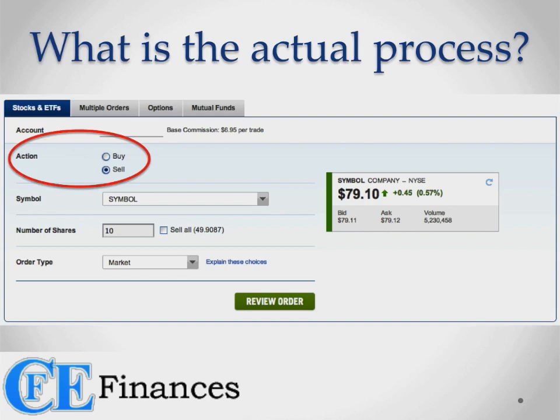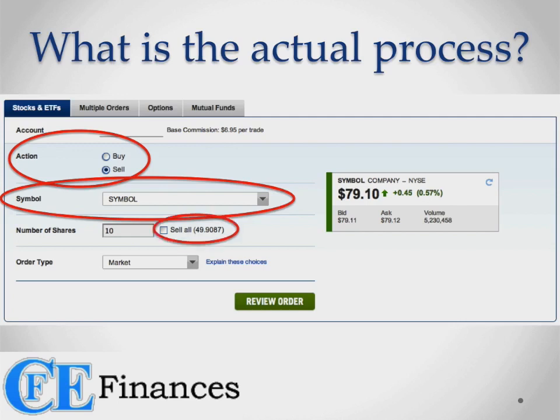First, set the action to sell. From there, choose the stock that you are selling from the symbol drop-down. Once you choose that, you will have the number of shares box come up so you can enter how many shares you are willing to sell. You also have the option of clicking the Sell All checkbox. Just as with buying stocks, we will go over the different types of orders that you can execute in the next slide.